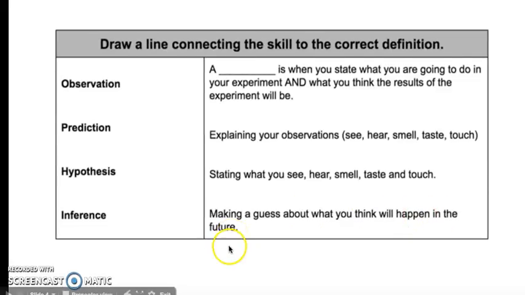Okay, students, when you're ready, press pause, and then this will be the end of your test. So think very carefully about where these go. Okay, and good luck. Ask your teacher if you have any questions.